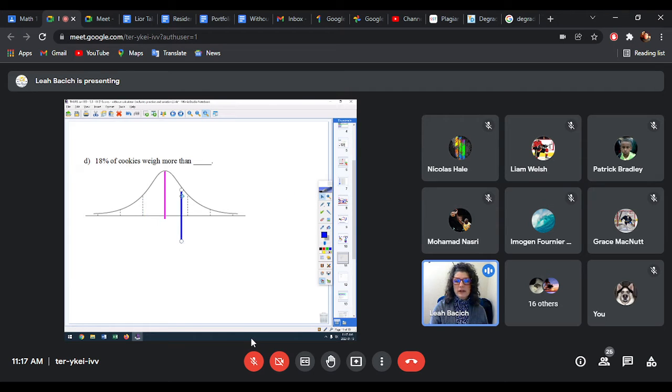18% of cookies weigh more. I actually want to be over here. I think I said it 10 times out loud, but I obviously did not listen to what I had to say. So 18% more. So this is what I want, the 18% more, but I kind of work backwards a little bit to try to figure out where it's going to be. You don't have to put this on your diagram if you can't find it, if you're not really sure where to kind of estimate. So this is 13.5 here.